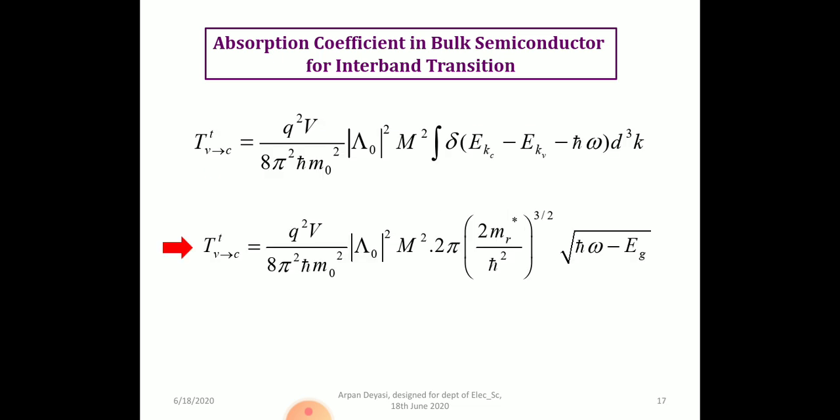And if you substitute, you will get the transition probability for a single electron. So for all the electrons you have to integrate it, and where you will integrate, naturally you will integrate on the Fermi sphere.